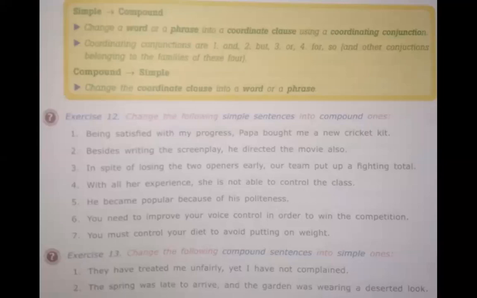The garden was wearing a deserted look due to the late arrival of the spring. No, due to you can't use. The spring being late will be changed into being, which will not make it a clause, because a helping verb or main verb makes it a clause. So when we change was into being, that's called gerund or participle, right? So what we say: the spring being late to arrive, comma, the garden was wearing a deserted look.